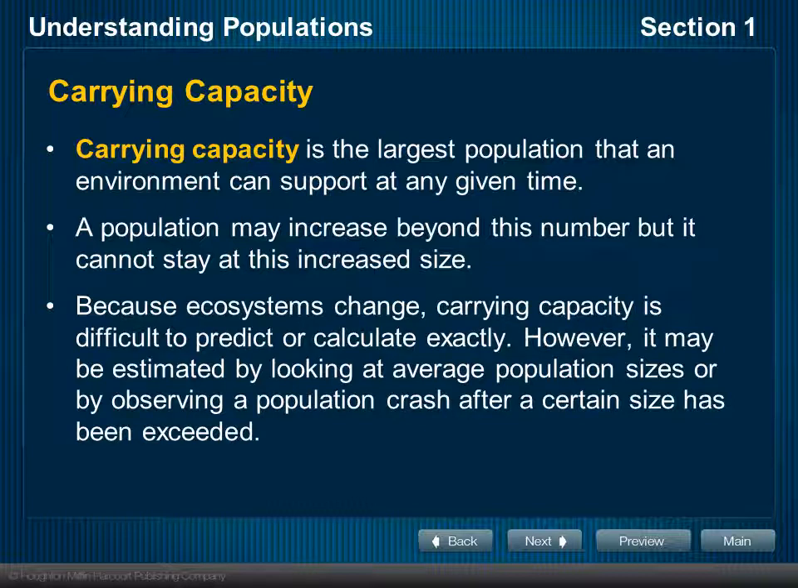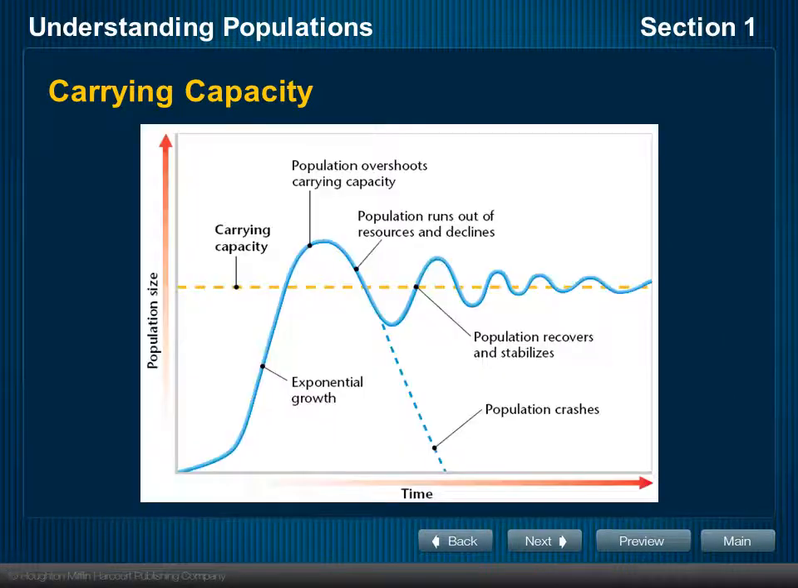Ecosystems change. Carrying capacity is difficult to predict or calculate. So really what carrying capacity ends up being is more of an estimate. We look at average population sizes over time. We look at population crashes. We look at average population growth. And we're able to come up with a range or a number where that population is always going to be around. This diagram shows this.